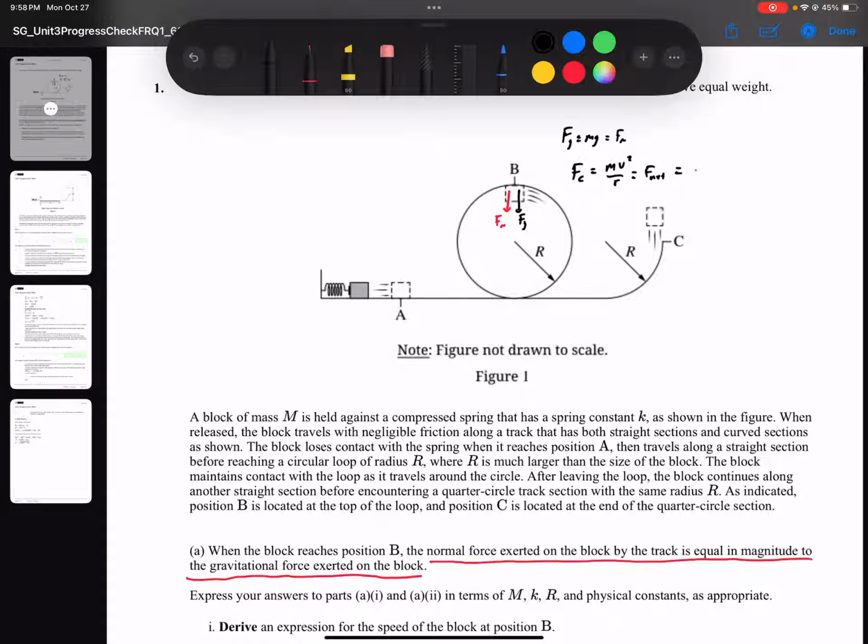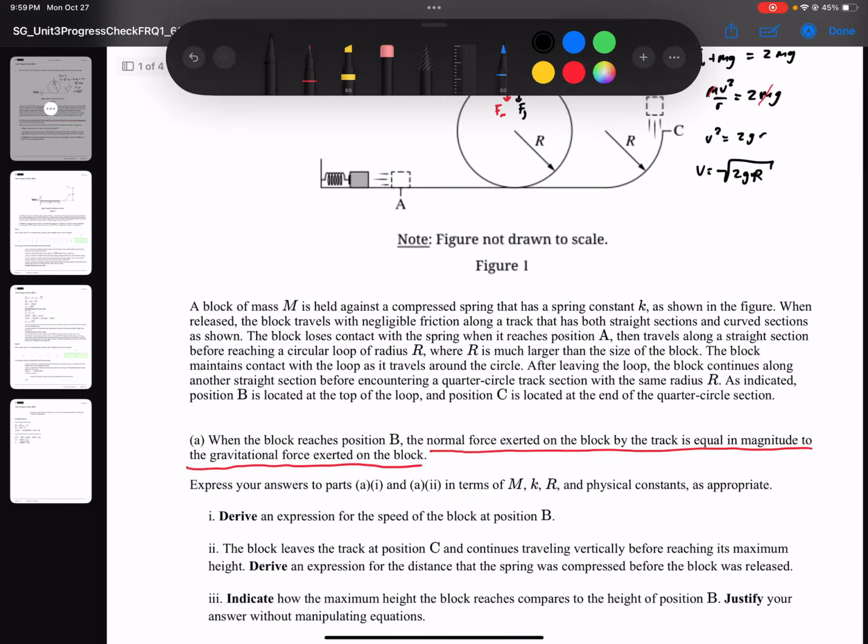So I'm going to set this equal to Fn plus mg, and we know that the normal force has to equal mg because it says so in the problem. So it's just 2 times mg. So I have mv squared over r equals 2mg. The m's cancel out, and then we're just solving for v. So we have v squared is equal to 2 times g times r. And then I just take the square root, so the square root of 2gR. I'll put capital R because they use capital R. So that's the first part.